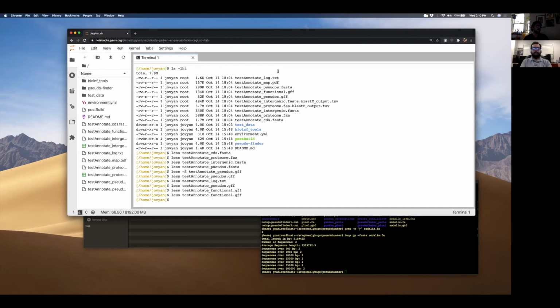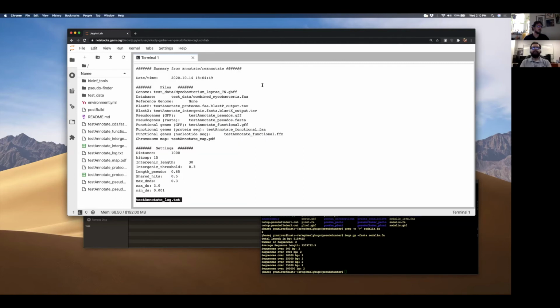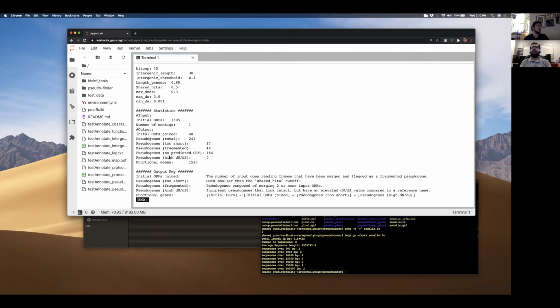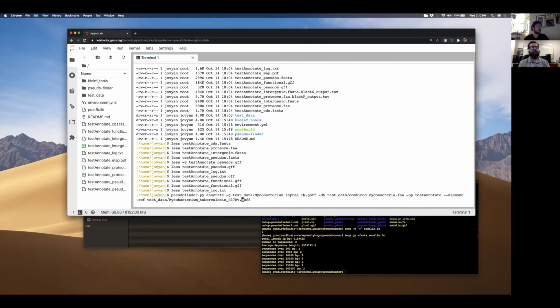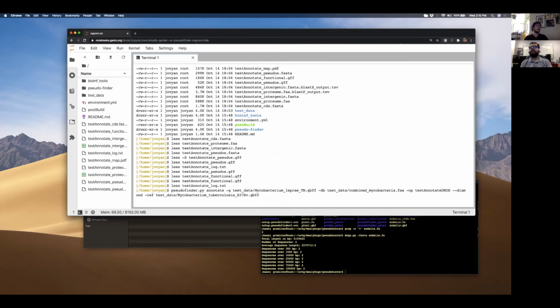Okay, so as you can see here in this log, we didn't include a reference genome, so it didn't run the dN/dS analysis. So here we have 0. What we're going to do now is rerun the program, but we're going to give it a reference genome. We're going to give it this Mycobacterium tuberculosis genome, also in GenBank format. The out prefix, we're going to call this test annotate dnds. We're going to run that.